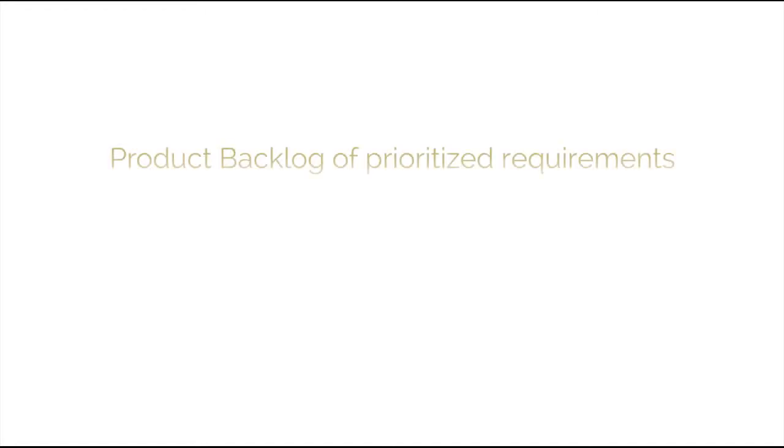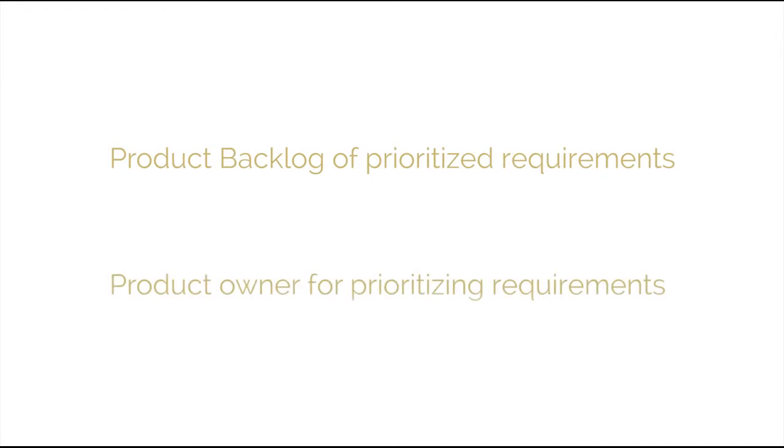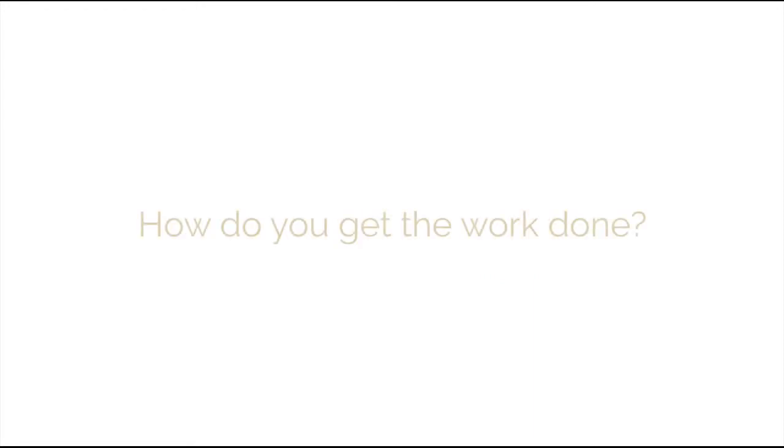You probably remember hearing that a project has a product backlog of prioritized requirements, as well as a product owner who is responsible for prioritizing these requirements. Now the question is, how do you get this work done? First of all, let's define the Scrum processes in general.